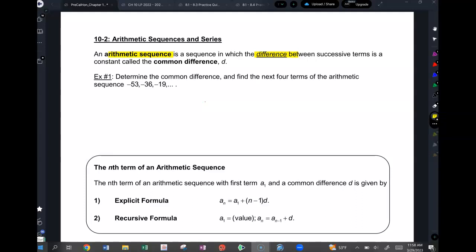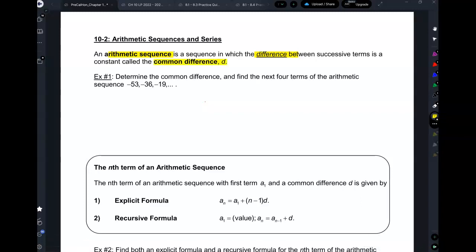So here is how we calculate this common difference D. What you would do is you take two successive terms and you subtract them. So D, in this case, you take the second one minus the first one. It's got to be in that order. So that's positive 17, right?